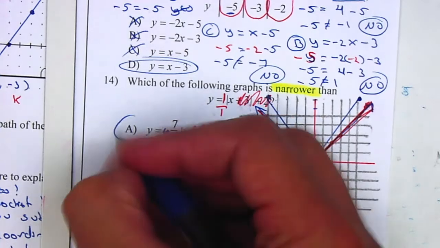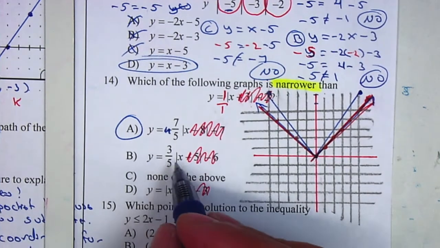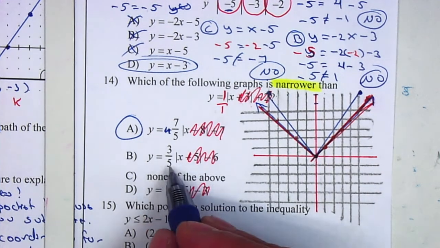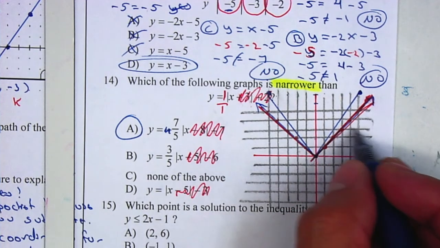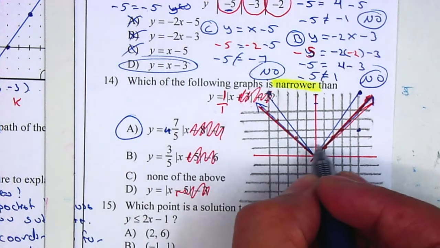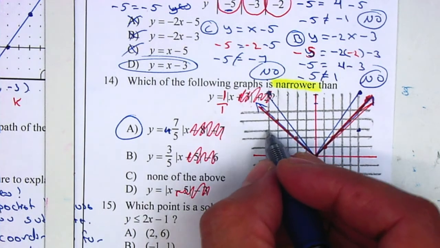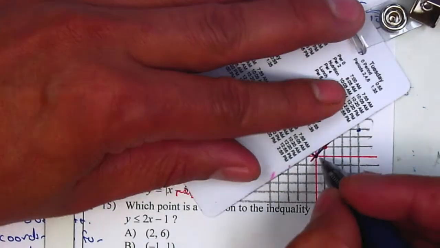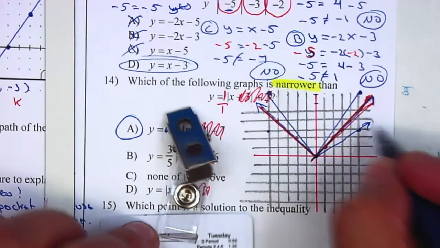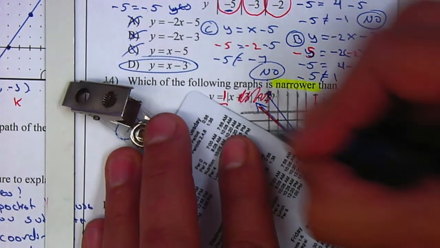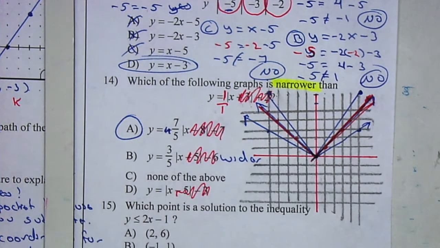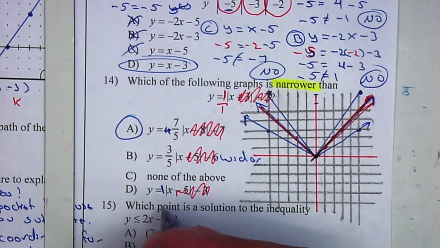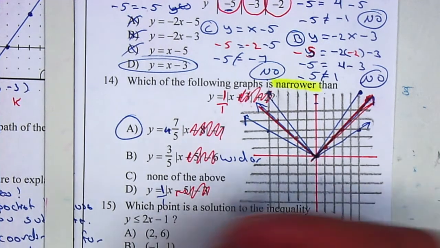So we have letter A. Let me compare the other one so you guys can see. 3 over 5, I'm going to go up 3, 1, 2, 3, and over 5, 1, 2, 3, 4, 5. And to the left, 5, 1, 2, 3, 4, 5. Notice that that one is wider. The last one has a coefficient of 1, an a value of 1. So actually that one will be the same.